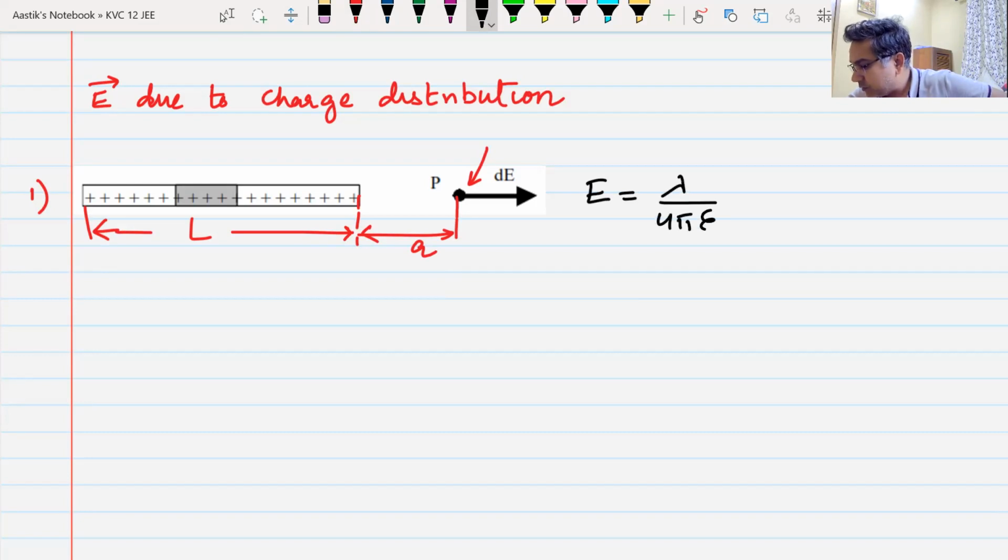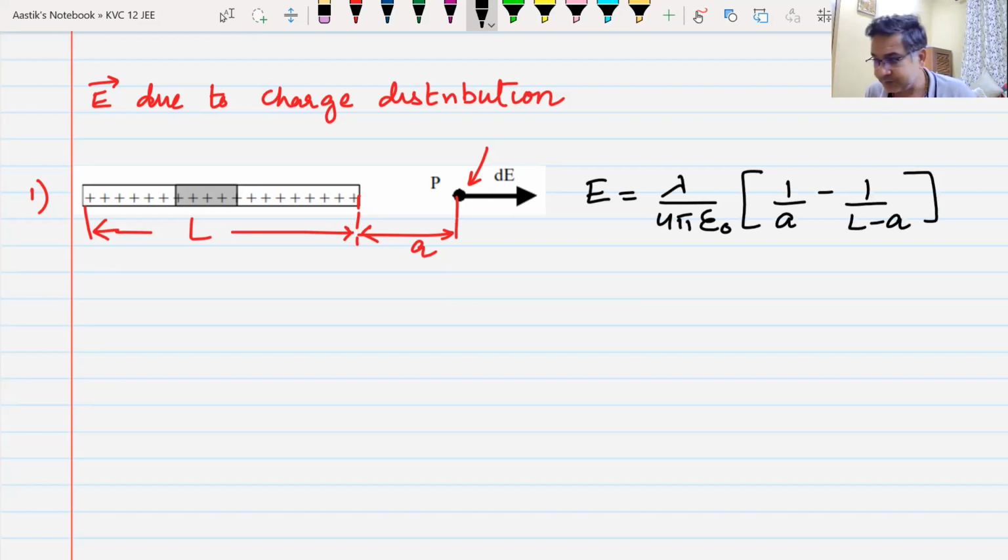1 by 4 pi epsilon naught, lambda, times 1 by A minus 1 by L minus A. What is this lambda? Linear charge distribution, yes, density. This lambda is Q by L. So sometimes I might write it as Q by L, sometimes I might simply write it as lambda, my dear friends.